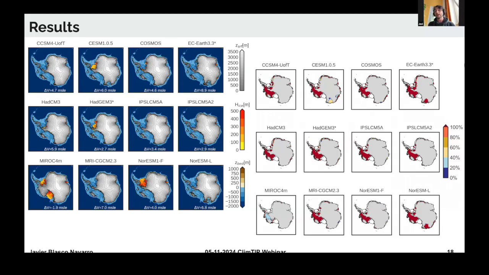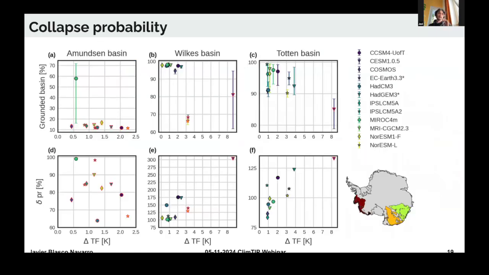So the idea is to understand what is the main force that drives such a collapse. And for this, what we are showing here are three basins: the Amundsen Basin, which is plotted here in red, the Wilkes Basin, plotted here in orange, and the Totten Basin, plotted here in green. Here we are plotting again the grounded basin, so how much percent is grounded, with all the spread of our simulations. Here we are plotting the precipitation anomaly, and on the x-axis the thermal forcing, so the oceanic warming. What we observe in the Amundsen Basin is that, except for one simulation, which is MIROC-4M, all simulations have a collapsed Amundsen Basin.